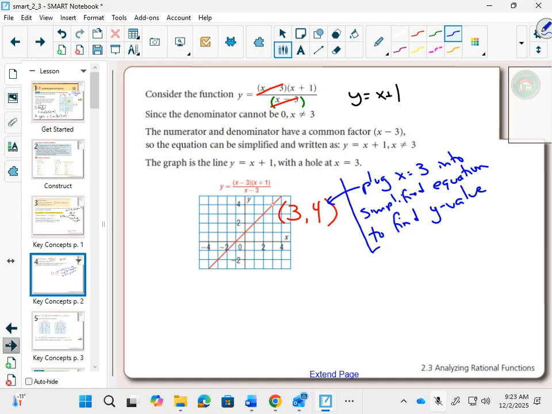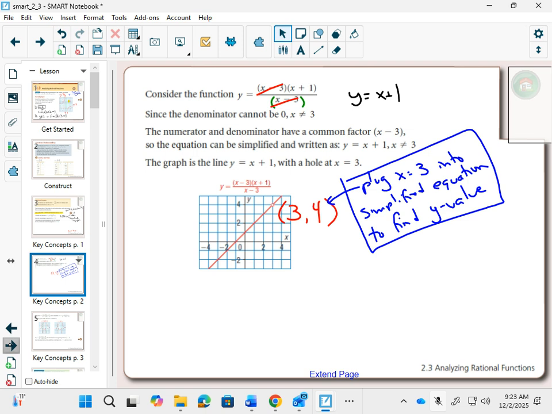Okay? If you're someone who forgets things, this is something that students often forget. How do I find the coordinates of the hole? Well, it's really simple. If that hole wasn't there, if you had just graphed y equals x plus 1, you would have the point 3 comma 4. But 3 is your non-permissible value, so that's where your hole is. Your hole is at 3 comma 4 as a result.